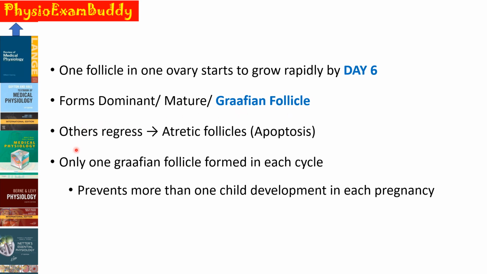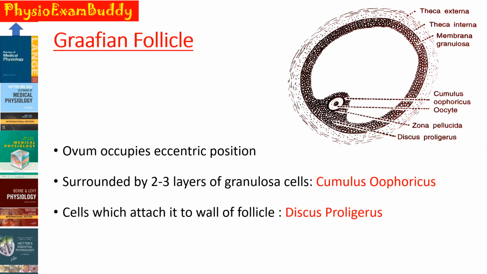Whereas the remaining follicles which proliferated in the proliferative phase will become atretic follicles by apoptosis. Only one Graafian follicle will be formed in each cycle. This prevents more than one child developing in each pregnancy.